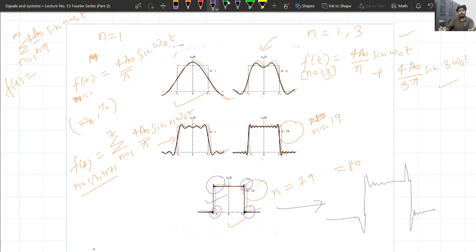So what is happening is that initially, when we have started adding the individual harmonics, the ripples are uniformly, evenly distributed. Now as we shift from this summation to this point, you see the ripples near the points of discontinuity have started rising.